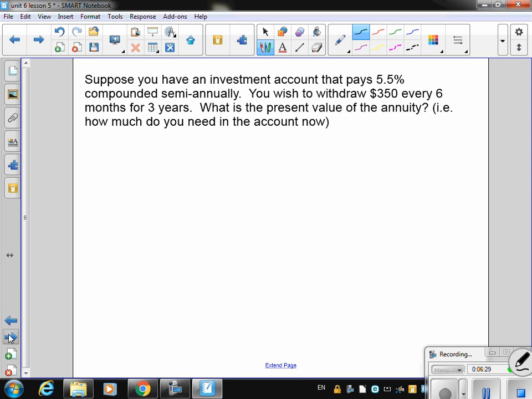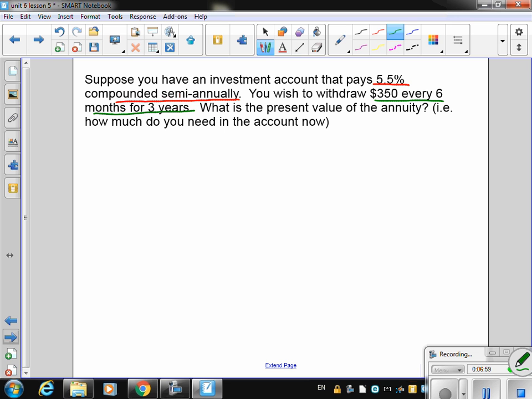Suppose you have an investment account that pays 5.5% compounded semi-annually. You wish to withdraw $350 every 6 months for 3 years. What is the present value of the annuity? In other words, how much do you need in the account right now in order to pay yourself out over the course of the next 3 years?